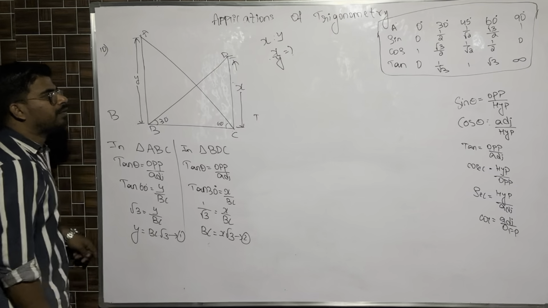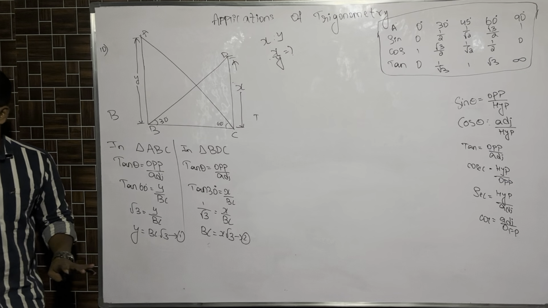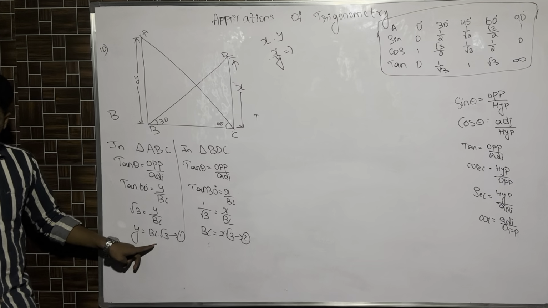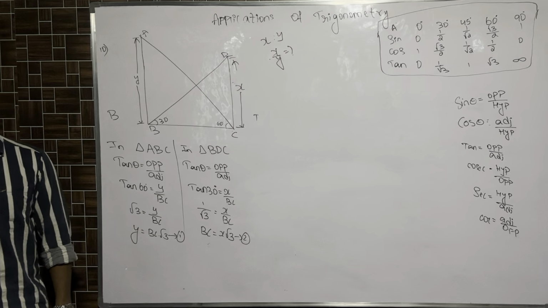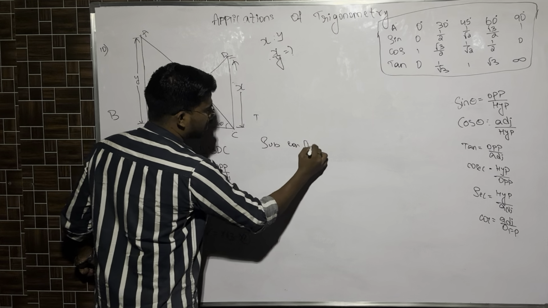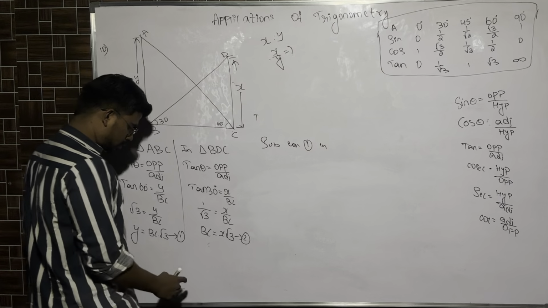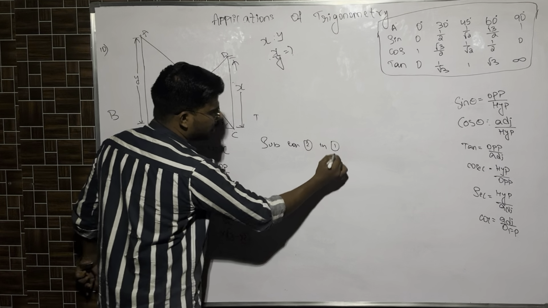What is our main motive? We have to find x is to y. That means we have to remove BC from both the equations. That's why in equation 1, in the place of BC, I am putting x root 3. Substitute equation 2 in 1.